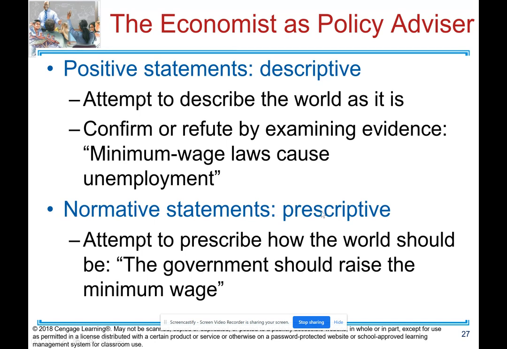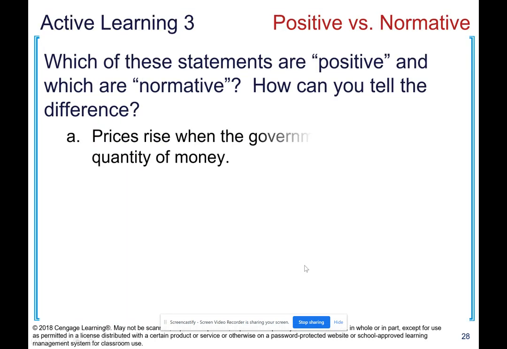Normative statements are what economists make when they are policy advisors. They're prescriptive. They attempt to improve the world, to prescribe how the world should be. "The government should raise the minimum wage" — the word should gives you an indication that this is a normative statement. It's something that you cannot verify. You cannot use evidence to refute it or confirm it. It's somebody's value judgment. Okay.